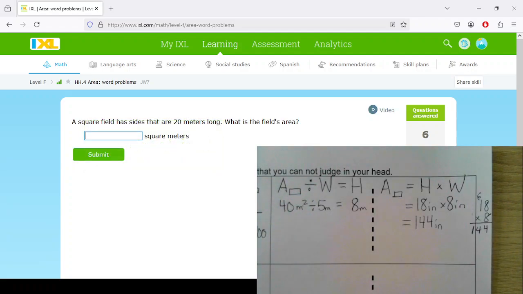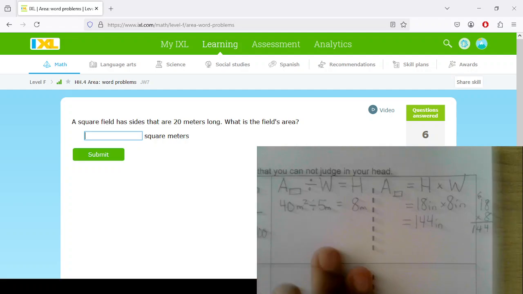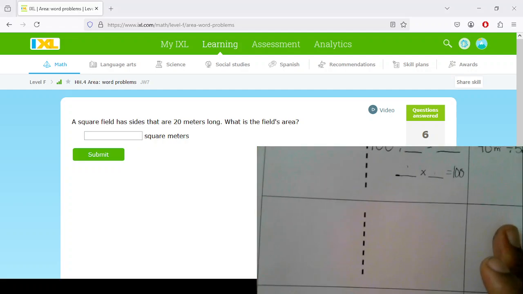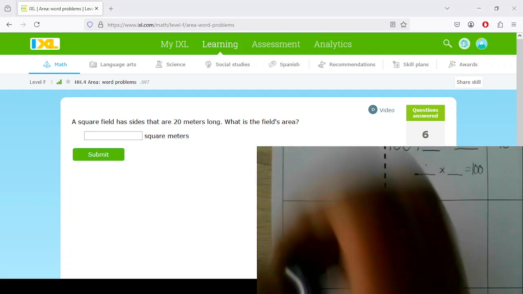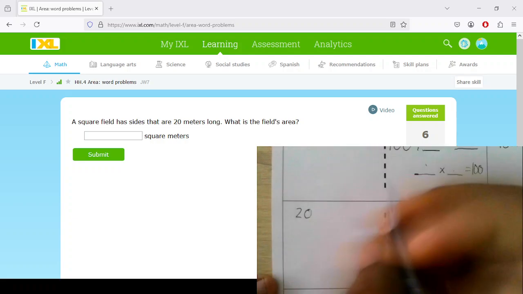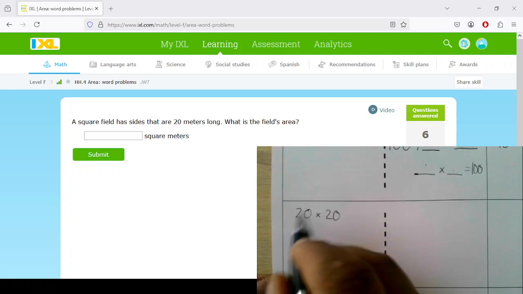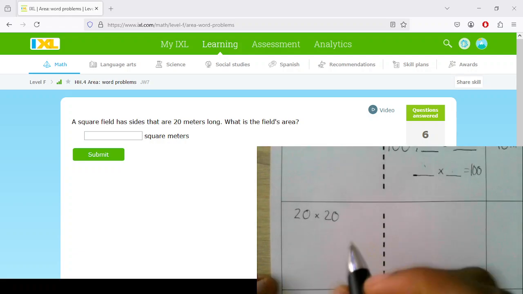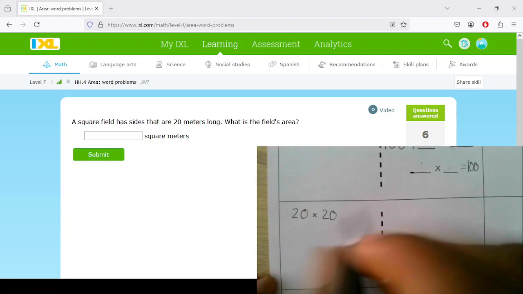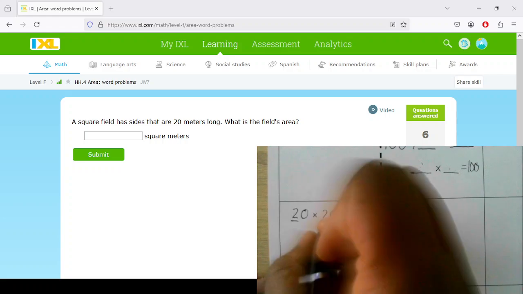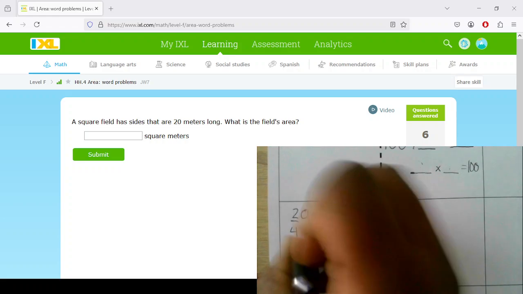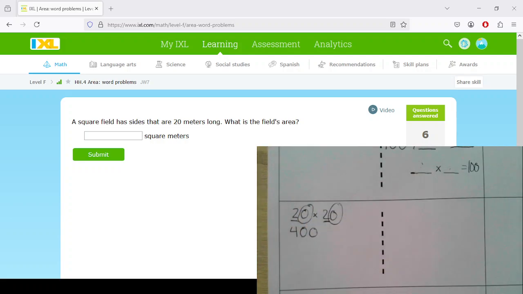Great job. A square field has sides that are 20 meters long. What is the field's area? So I'm looking at 20 times 20. It'll be useful to write it down. Not because you can't figure out the answer in your head, but because you're more likely to make a mistake because you lost track of the zero. 2 times 2 is 4, but you need to put the correct number of automatic zeros. So that's 400.